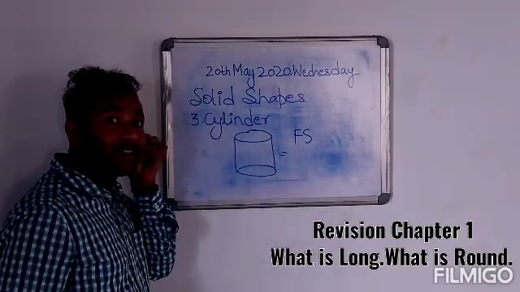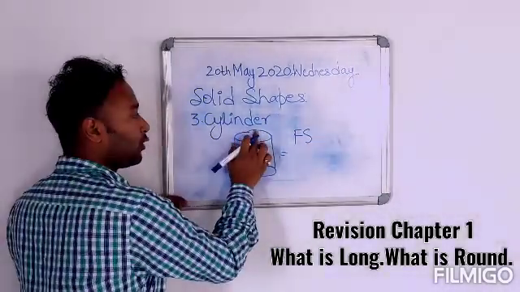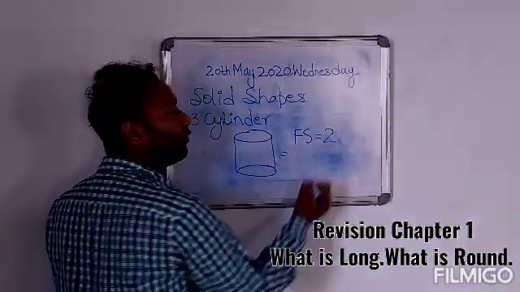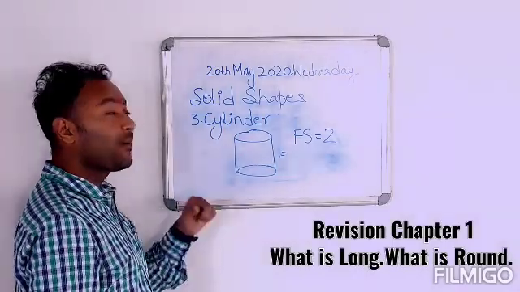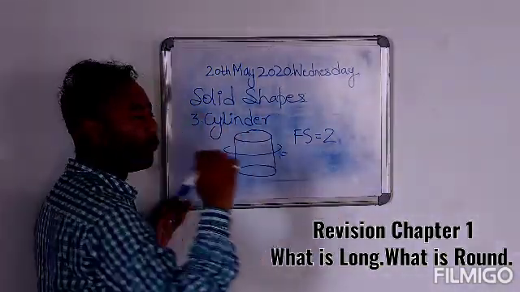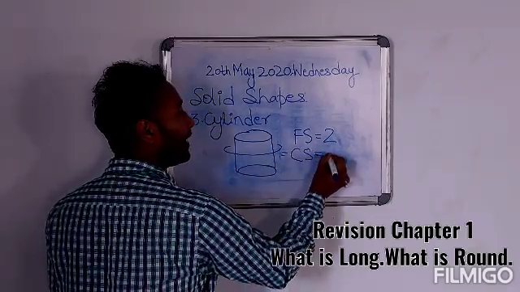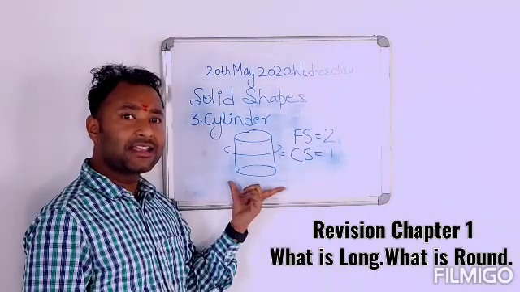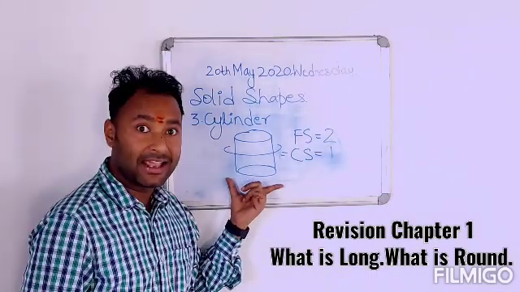How many flat surfaces are there? Yes, the top one and the bottom. So how many flat surfaces? 2 flat surfaces. And how many curved surfaces? Only 1. Now students, can you tell me whether this shape can slide or roll?